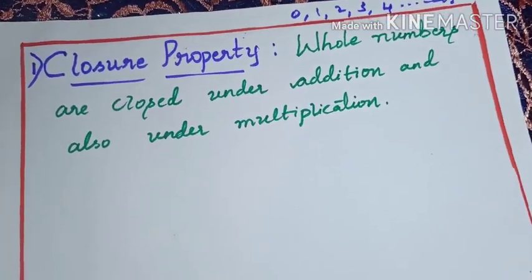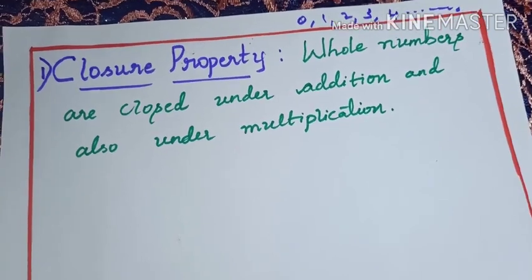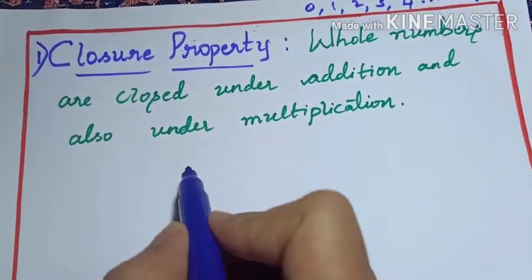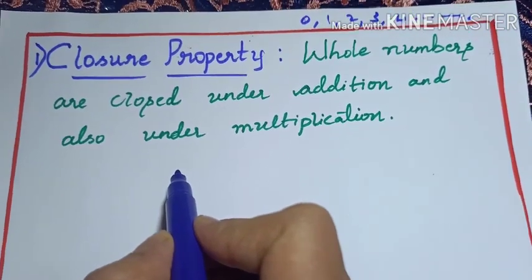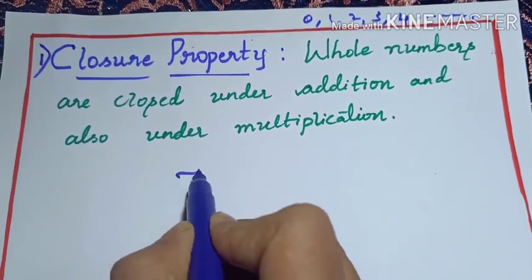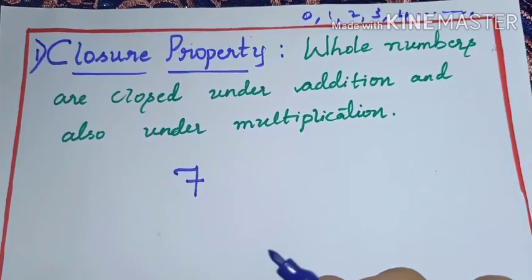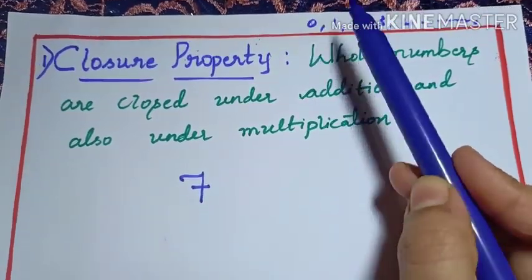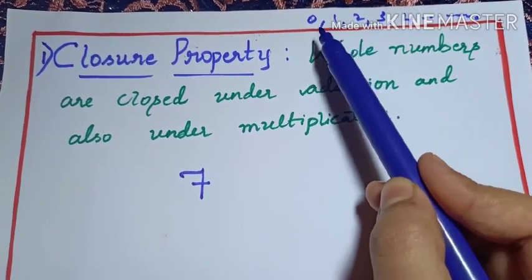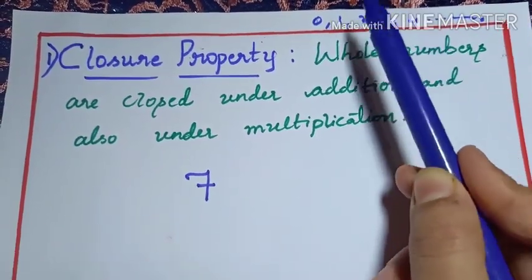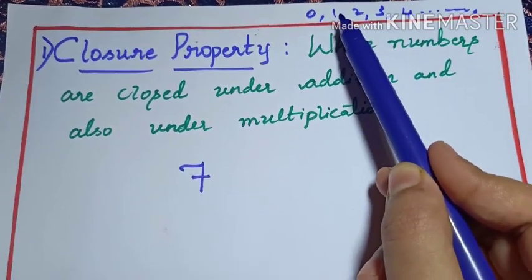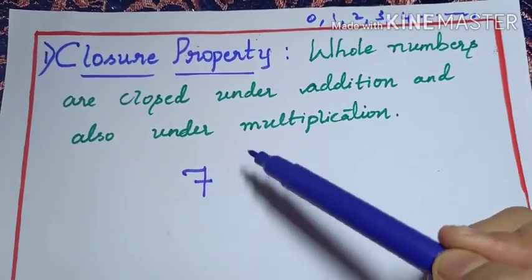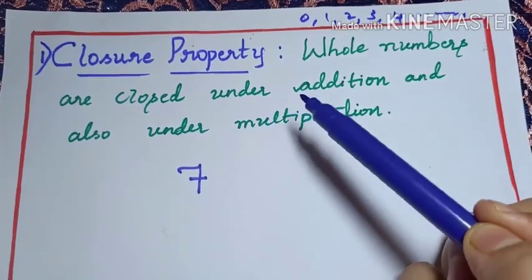Let us consider any two whole numbers. For example, I'll take 7. 7 is a whole number, right? Because it comes in this set. The numbers which begin from 0 are the whole numbers, and the numbers which begin from 1 are the natural numbers. 7 is a natural number and also a whole number.